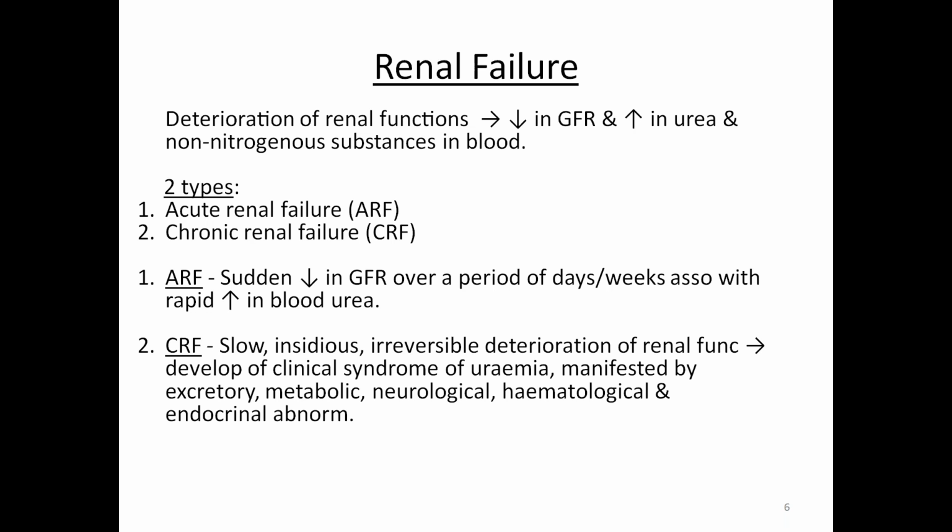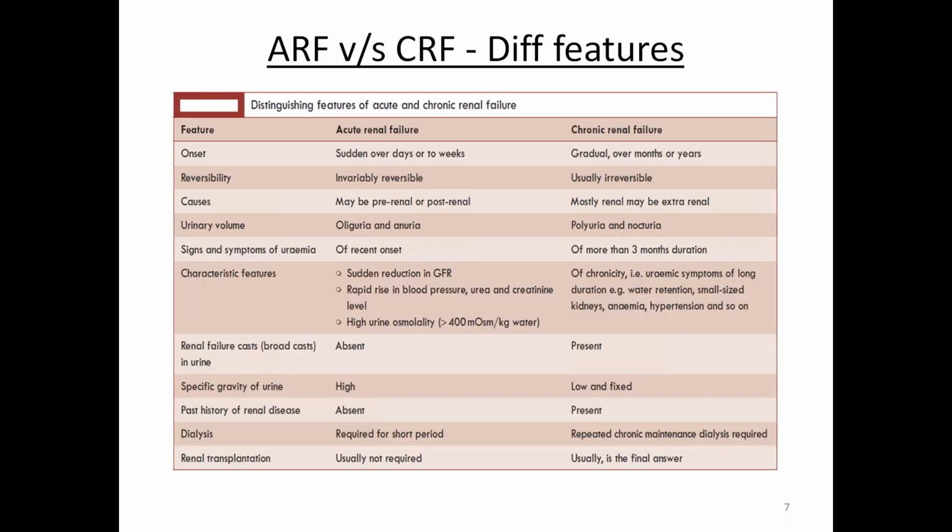Most acute conditions. It's rather the chronic conditions that are usually, as mentioned here, slow to develop, insidious, often overlooked, and very often more difficult to treat or to reverse. So this table here shows you the differences between chronic renal failure and acute renal failure.